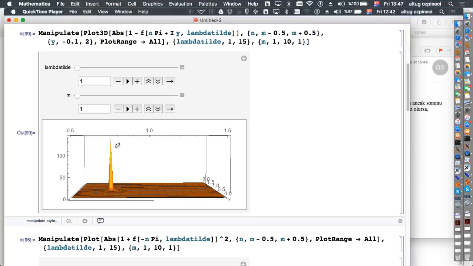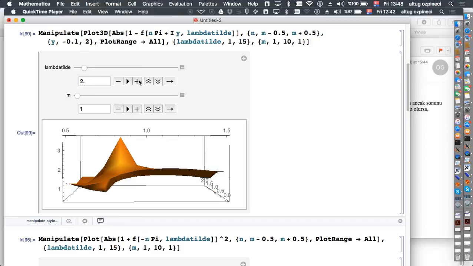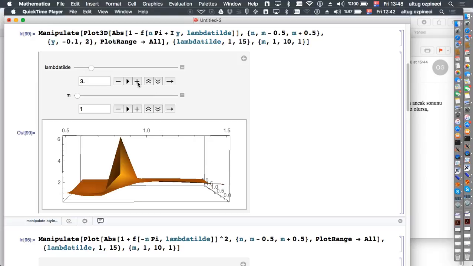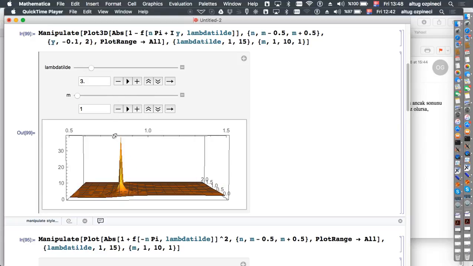And of course, I would expect this shift in the energy to disappear as lambda increases. So let's test this. This is lambda. Let me increase lambda. This is 2. Now the eigenvalue is somewhere around 0.8, the real part. 3. The real part is approaching. Let me just take a larger one. 6.